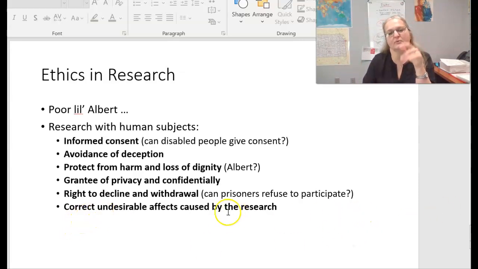Correct undesirable effects. So this again speaks to Albert. The reason that Albert would be unethical, who was a child, is that he really couldn't give consent, which is another reason it's considered unethical to study prisoners or to study disabled people who may not be able to give consent.